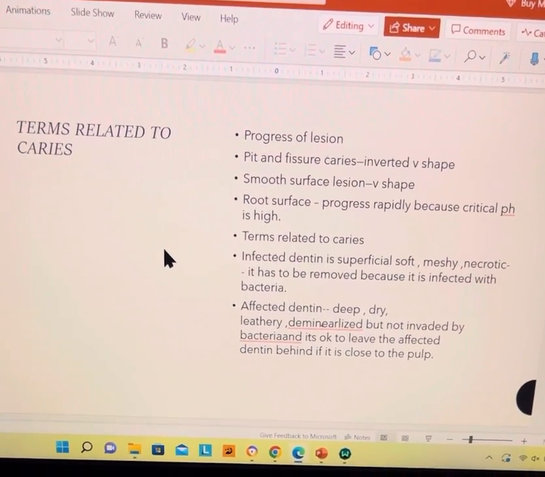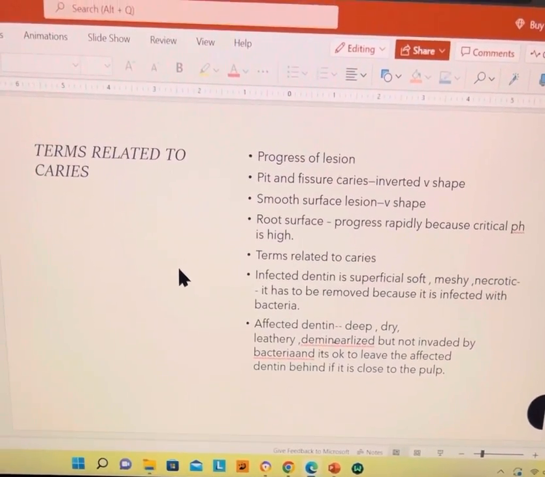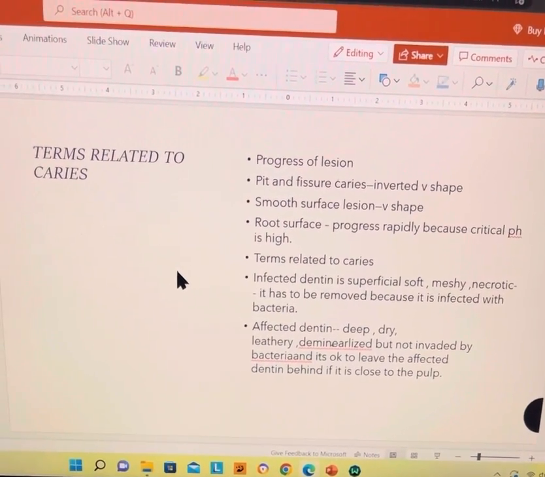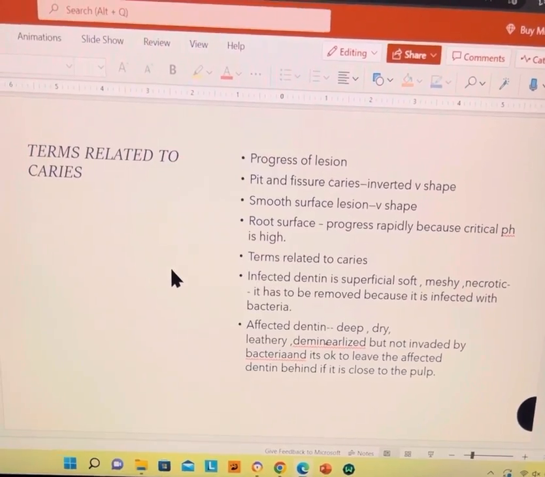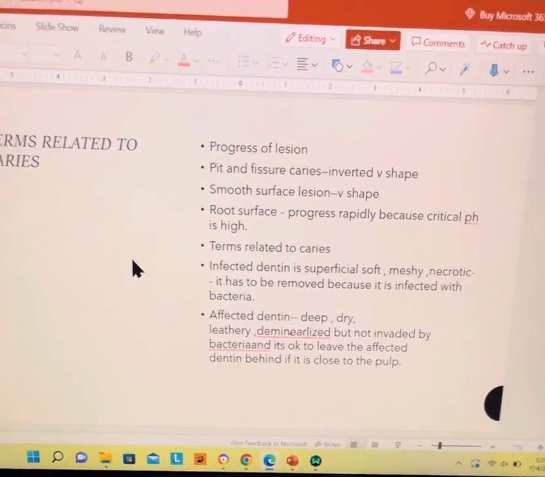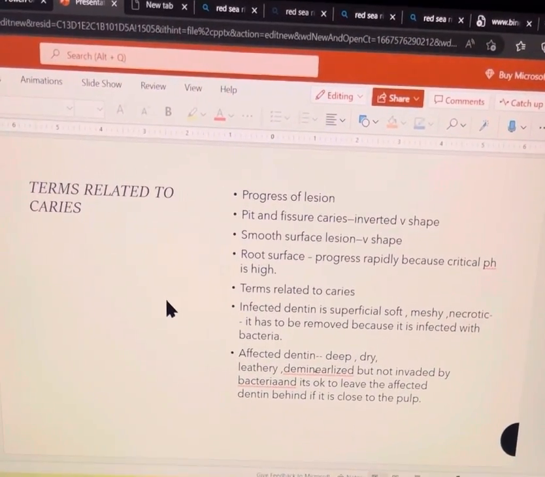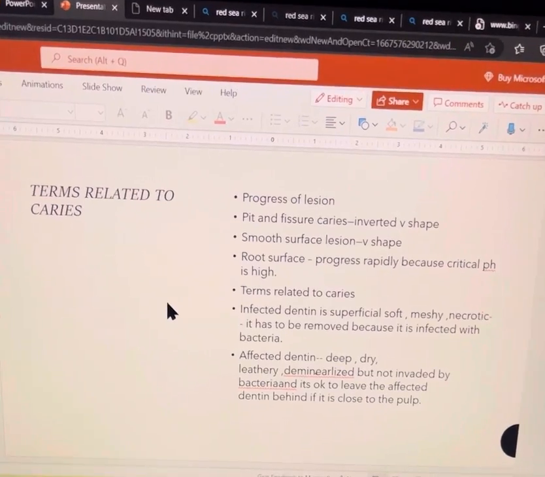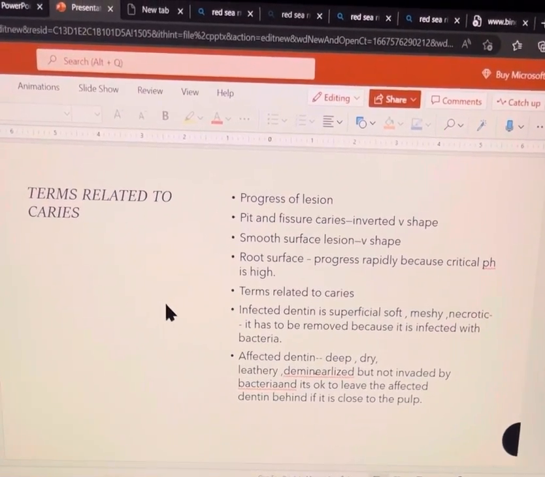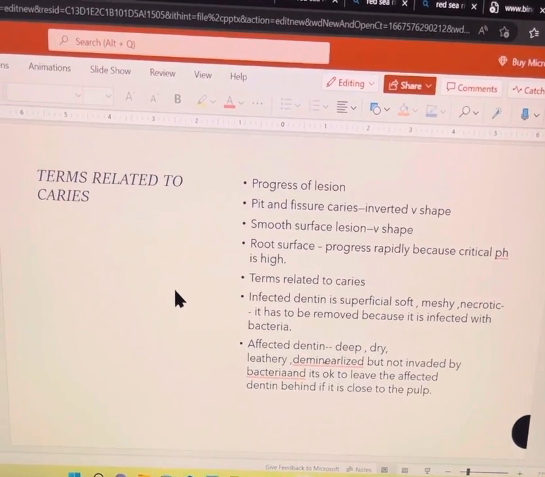How do I learn infected dentine? Infected dentine is soft, superficial, meshy, necrotic. It is infected with the bacteria. We have to remove it, we cannot leave it at all. It is soft, it is superficial, it is meshy. Affected dentine is dry, it is deep, it is demineralized, it is leathery.